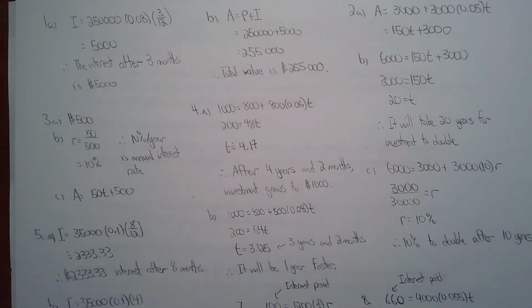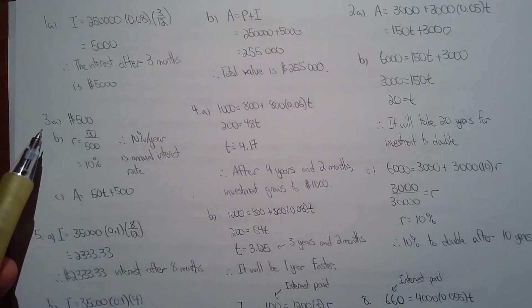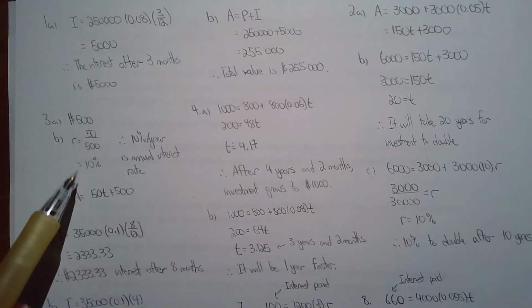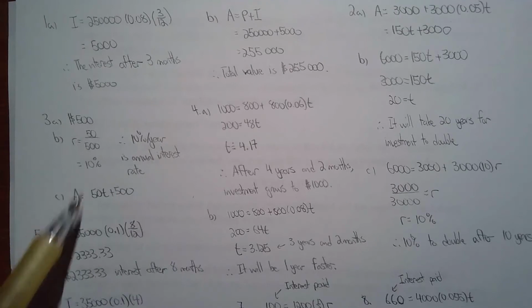All right, number 3. From the graph, you can tell the principal is $500. You can solve for the interest rate by just seeing how much it has grown within a year. And that's $10. Oh, sorry, 10%. It's $50 on a principal of 500, so that's 10%.